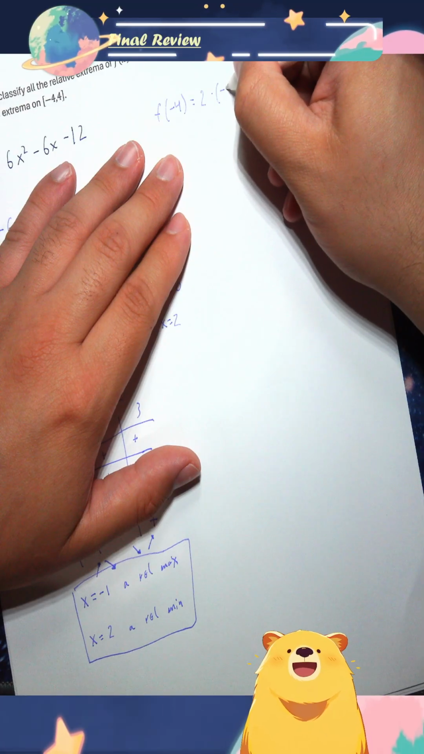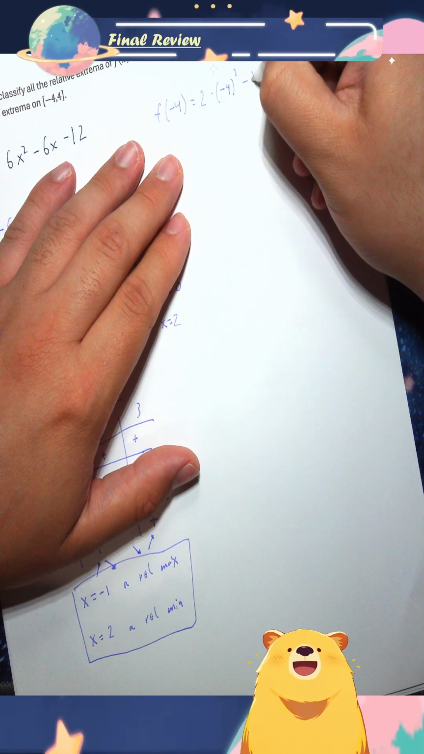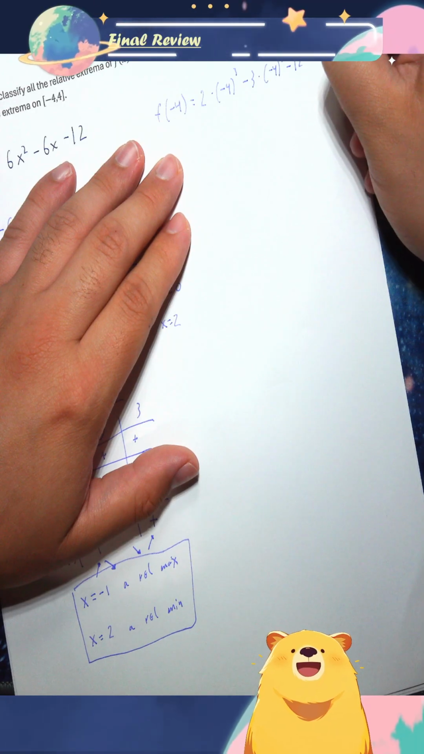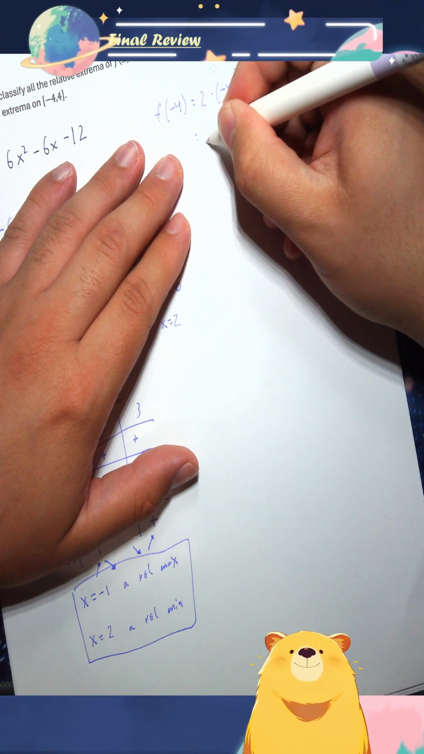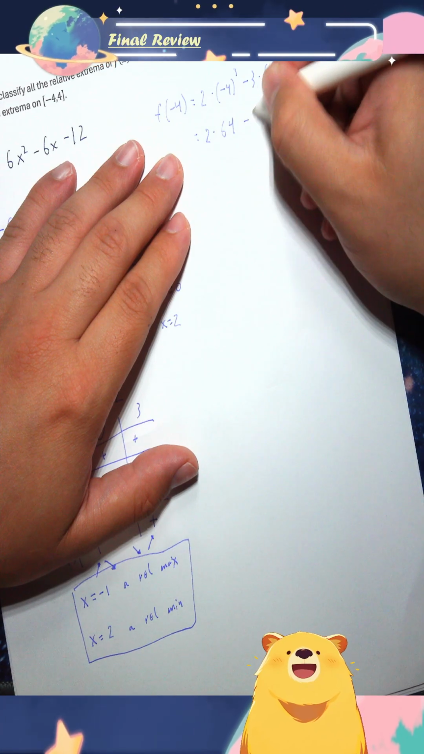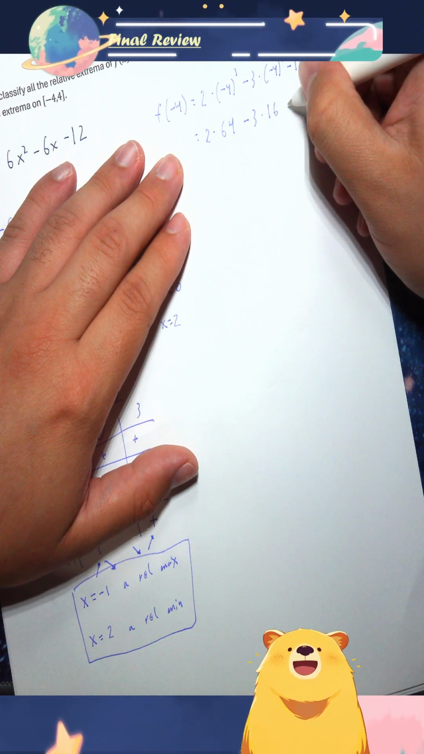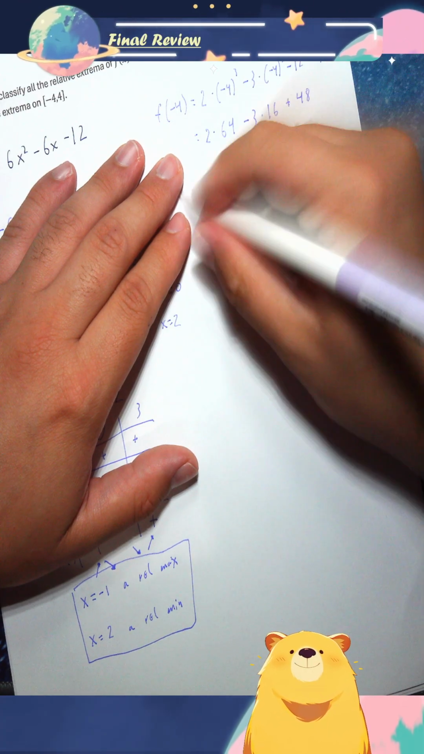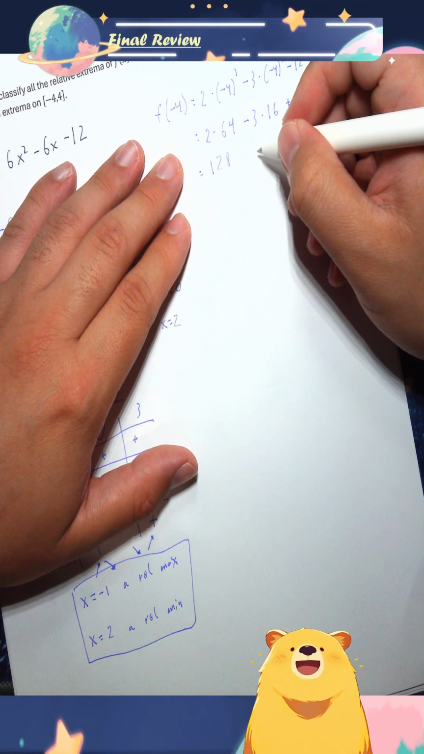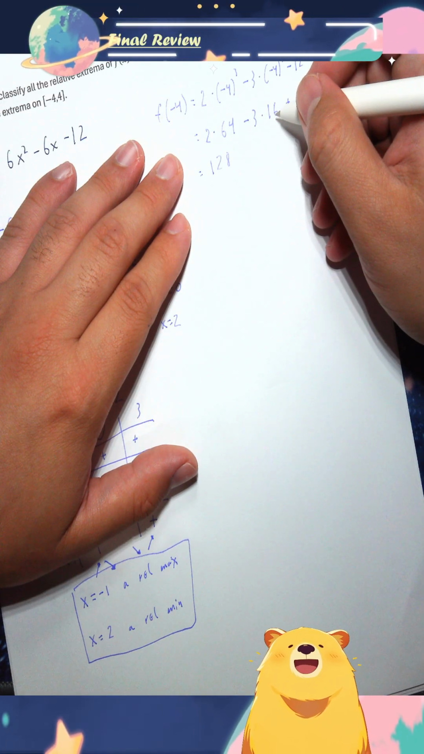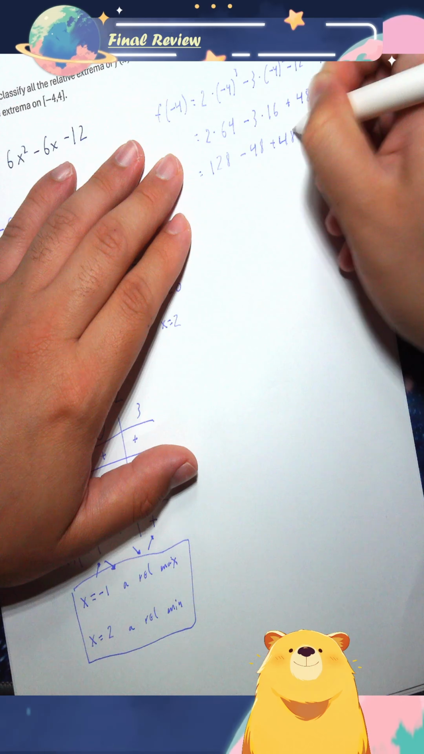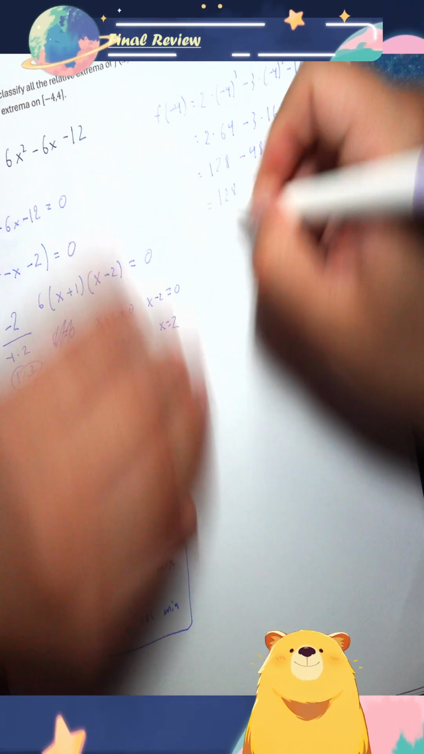2 times negative 4 to the power of 3 minus 3 times negative 4 squared minus 12 times negative 4. That's 2 times 64, and then negative 3 times 16, and then positive 48. From here, I can simplify that to 128, and here that's going to be 48. Yeah, it's 48, 48 plus 48. So the value is 128.